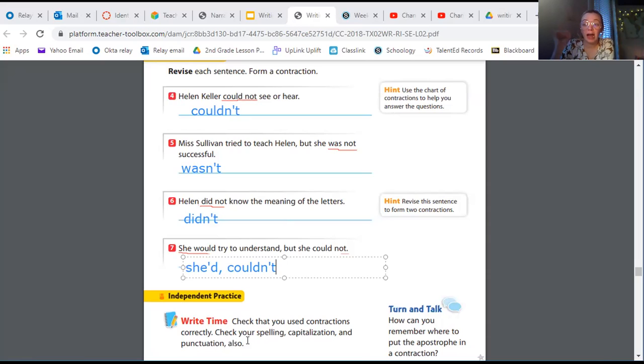So in your draft, your beginning, middle, and end of your narrative paragraph that you've written on page 64, if you have any contractions, go back and make sure that you put the apostrophe in the right place. Okay? If you do not have any contractions in your paper, go try to add one or maybe two. See if you can fit it in somewhere. Okay? So don't forget.